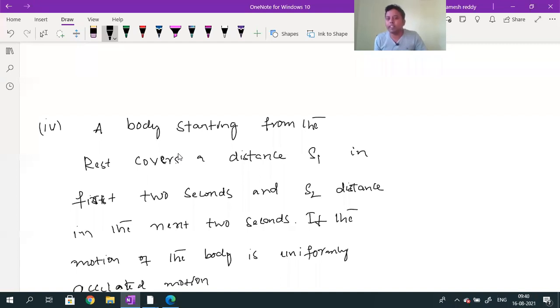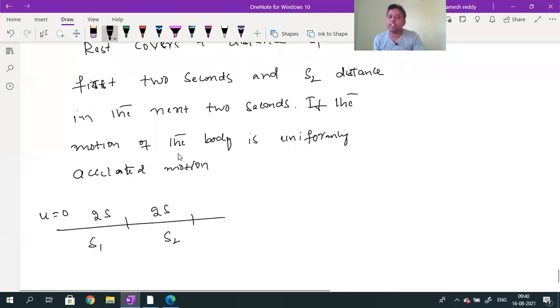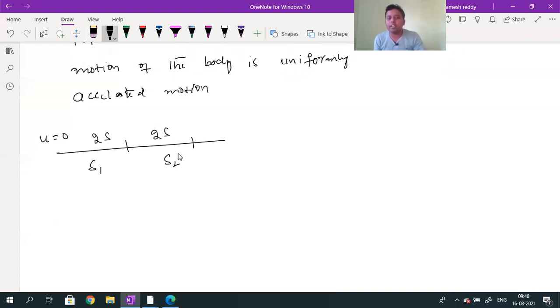Now I want to obtain the relation between them. S1 and S2 values are not given. In the first 2 seconds the body travels a distance s1, in the second 2 seconds the body travels a distance s2. What I want to calculate is the relation between s1 and s2. Question understood? Is this question clear?